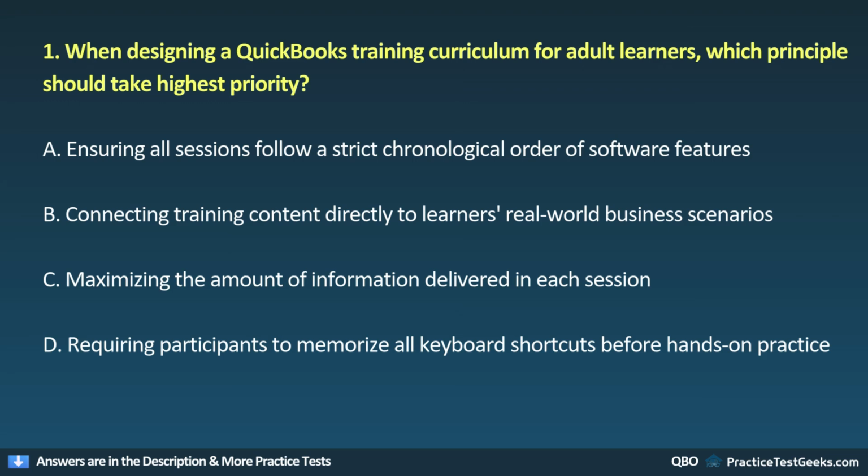1. When designing a QuickBooks training curriculum for adult learners, which principles should take highest priority? A. Ensuring all sessions follow a strict chronological order of software features. B. Connecting training content directly to learners' real-world business scenarios.